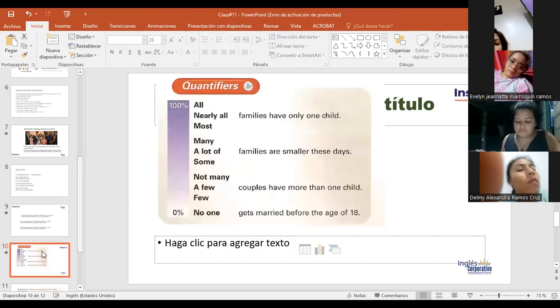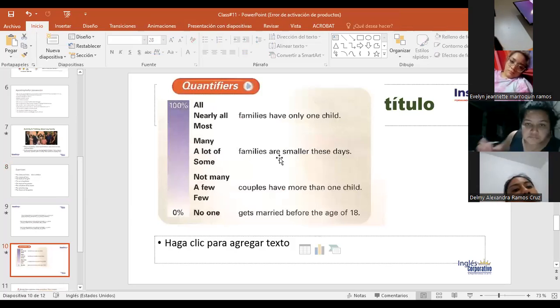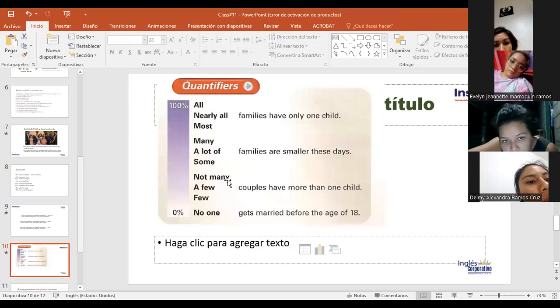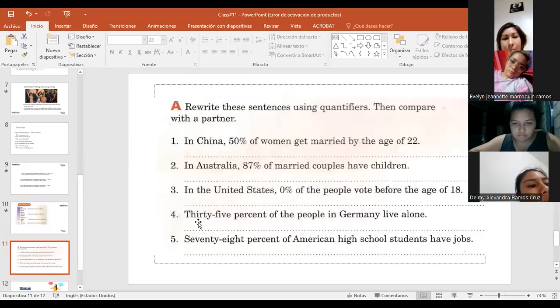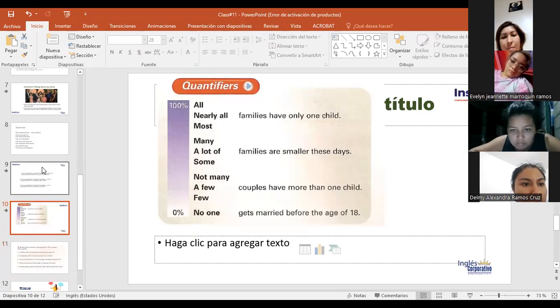Tomorrow we are going to learn about quantifiers, so it's a very important lesson because in the final exam or the evaluation in the platform, you need to use quantifiers.